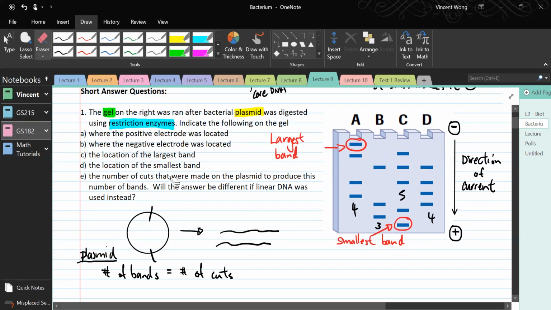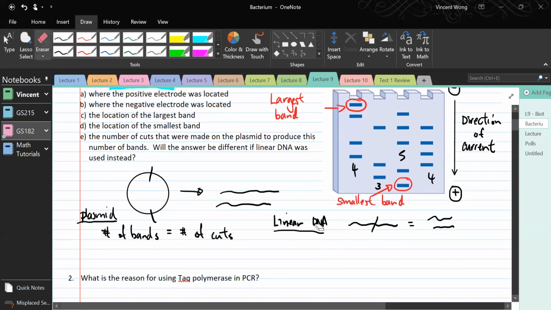Now the question goes on to ask, will the answer be different if linear DNA was used instead? Okay, and so if you have linear DNA, okay, so this is linear DNA, it's not a circle. If you cut it once, then that gives you 2 bands, right? So for linear DNA, the number of cuts plus 1 equals the number of bands.